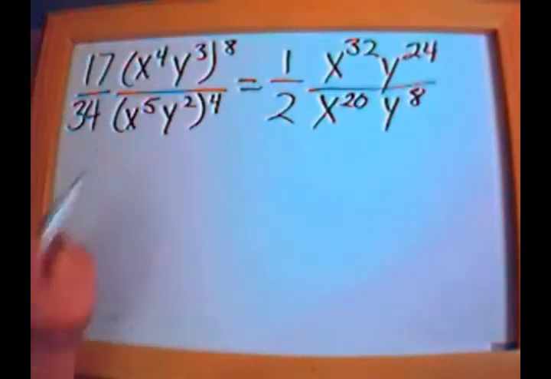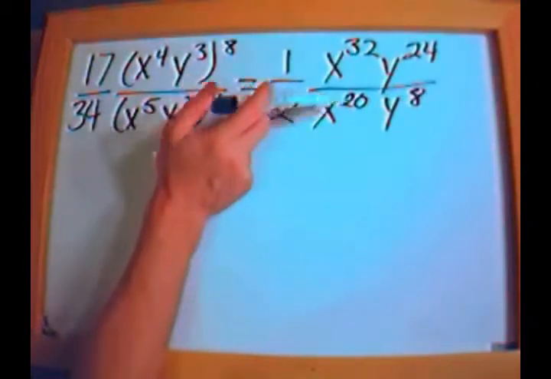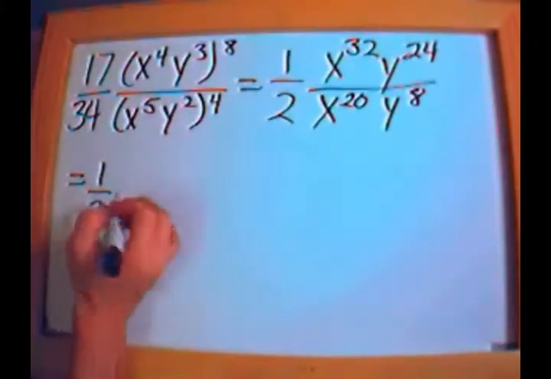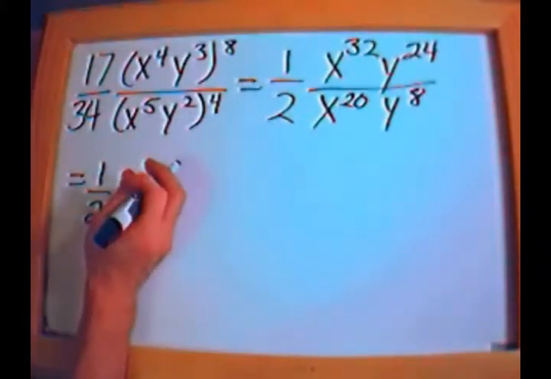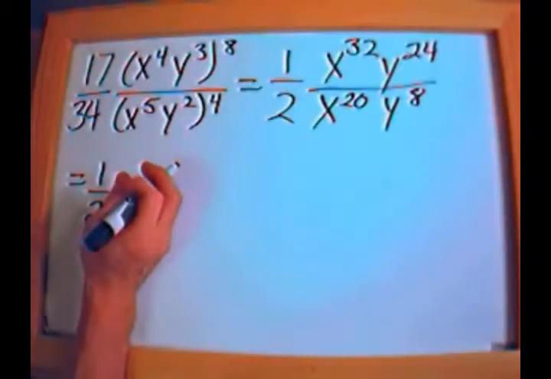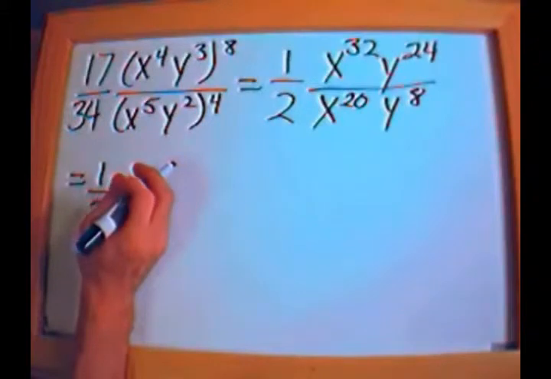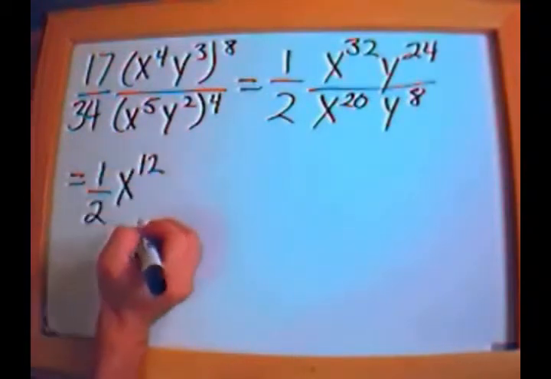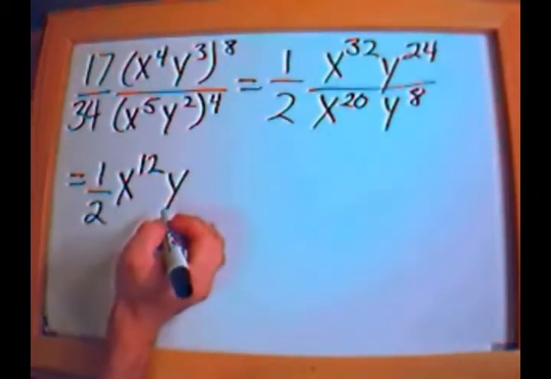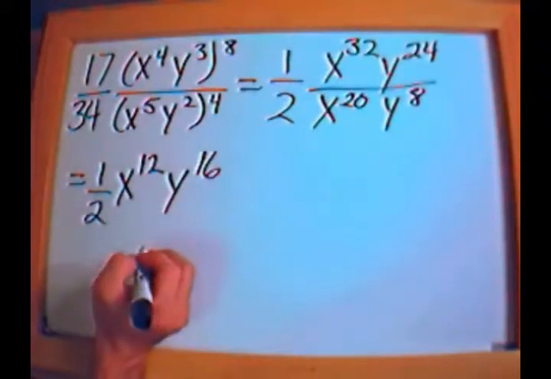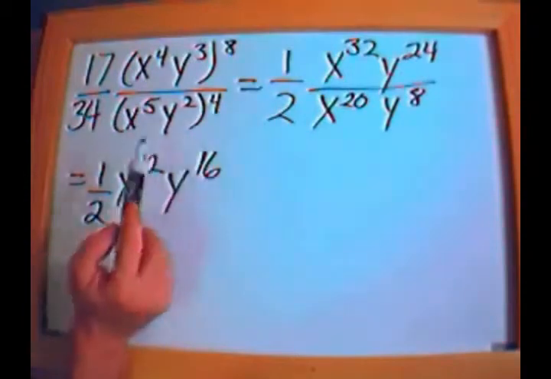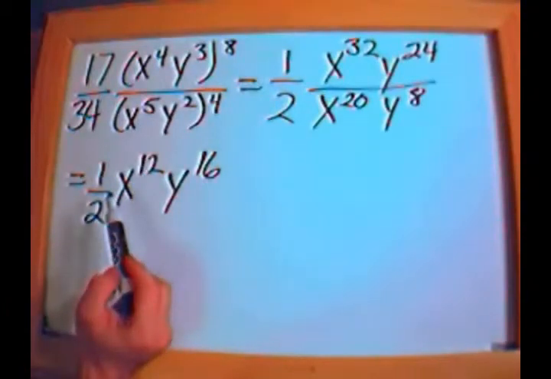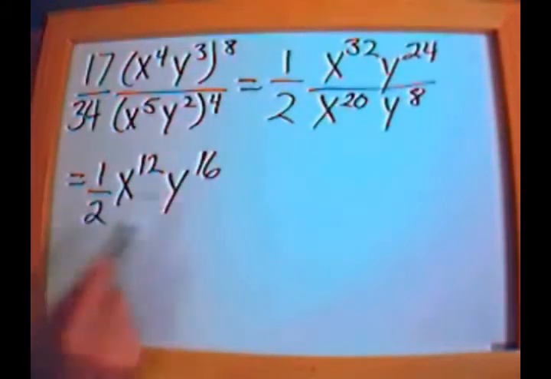Now notice I've got 32 x's on the top and 20 x's on the bottom. I've got 24 y's on the top and 8 y's on the bottom. So I'm going to just go ahead and carry my 1/2, and that's going to be x, and I've got 12 more, x to the 12, y to the 16, because I've got 5 times 4 is x to the 20, and then 2 times 4 is y to the 8th, and then 32 minus 20 is 12, and then 24 minus 8 is 16, so that's going to be the answer.